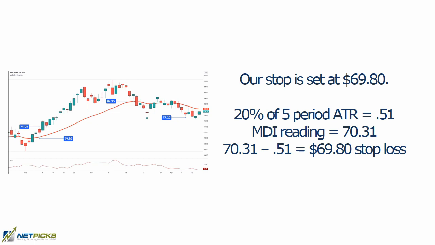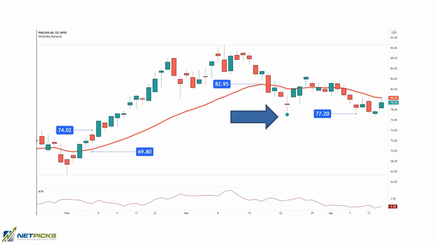We take 20% of the 5-period ATR, it's 51 cents. At this point in time, the MDI reading is $70.31. 70.31 minus 51 cents equals $69.80 stop loss. That's actually a nice first trade win. Is you trade your stop loss up 20% ATR from the MDI. The green asterisk, that's a potential short, but it doesn't trigger before price closes back above the line. And finally on the left, this trade would have triggered a few days after the setup and you'd still be short.